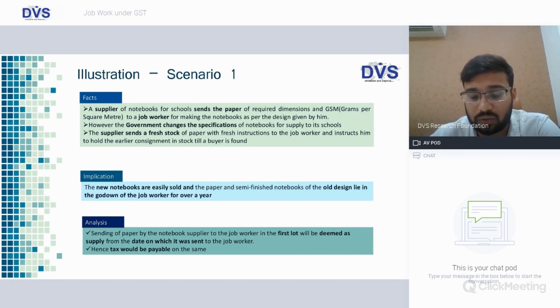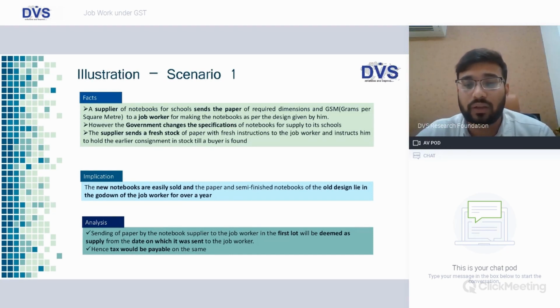Considering these are not capital goods but normal inputs, they are still there with the job worker for a period of over a year. Considering there are no genuine circumstances, the time limit would still remain 1 year. The threshold will remain 1 year.